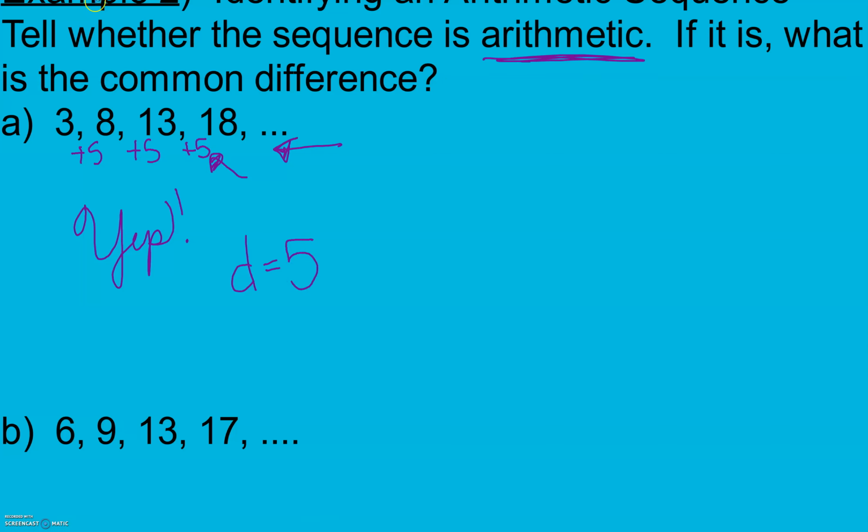Let's try B. To go from 6 to 9, I add 3. 9 to 13, I add 4. And 13 to 17, I add 5. So here, we are adding every time, but it's not the same amount. This is still a sequence. It's not this specific type of sequence, because here we're not adding the same thing every time.